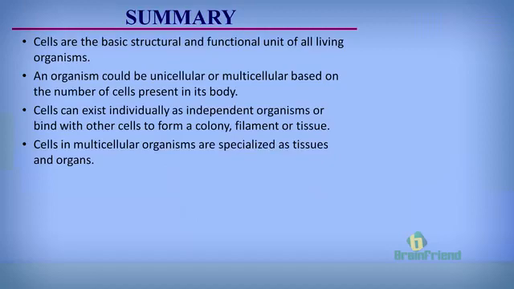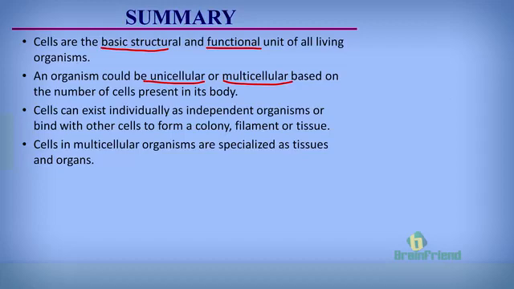Okay, quickly, let's summarize all we've been learning in today's class. We say cells are the basic structural and functional units of all living organisms. We also say it is the smallest piece of a living organism that can exist independently. All organisms are made up of cells. So an organism could be unicellular, when it consists of just one cell, or multicellular. And this is based on the number of cells present in its body.